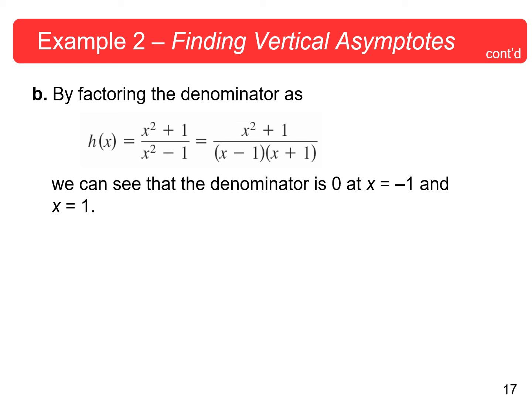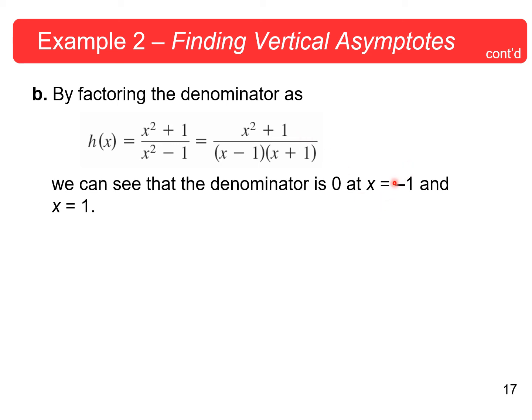Now, the next step is to check whether the numerator is 0 at these points. If x is equal to negative 1, you have negative 1 squared, that's equal to 1. So 1 plus 1 is 2. So therefore, the numerator is non-zero.